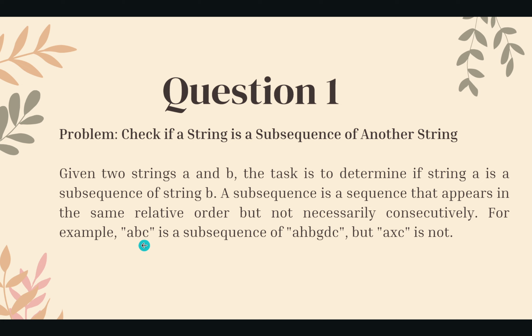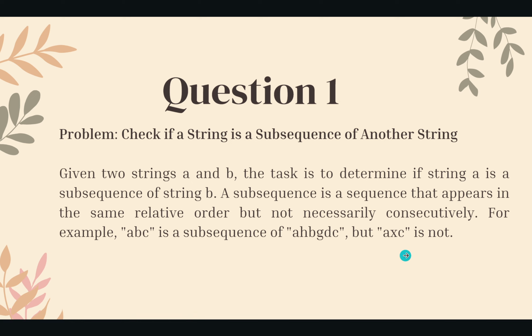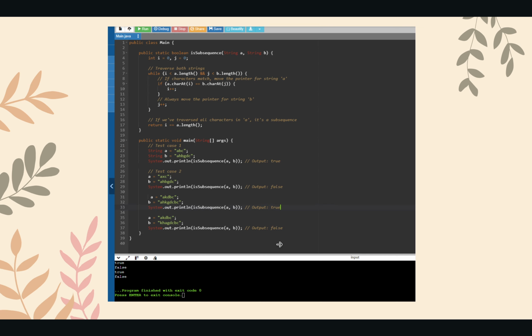After A, B and then C appear in the same order. They might not be consecutive, but they are in the same order. That is the thing with a string subsequence. So you should find whether a string is a subsequence of the other. If it is, then return true, otherwise return false. See, ABC is not a subsequence of AXC because after A there is no B. That is the first problem. And here is the code for this.